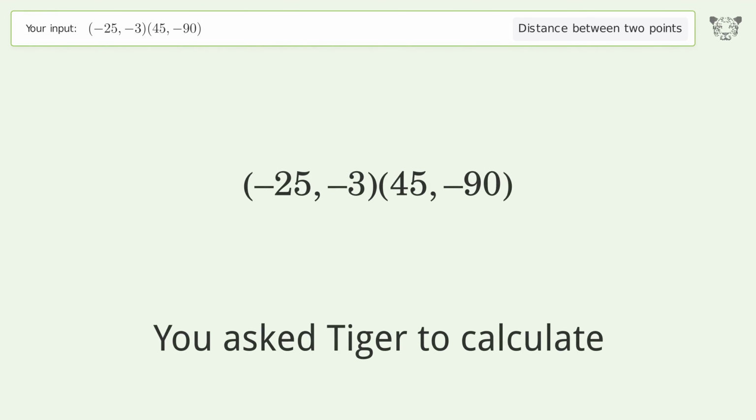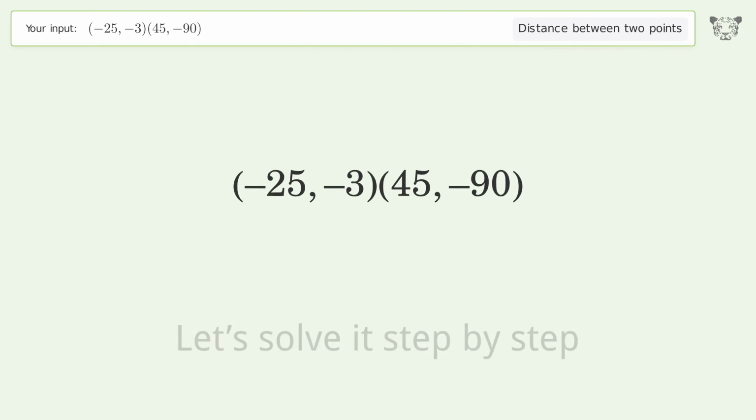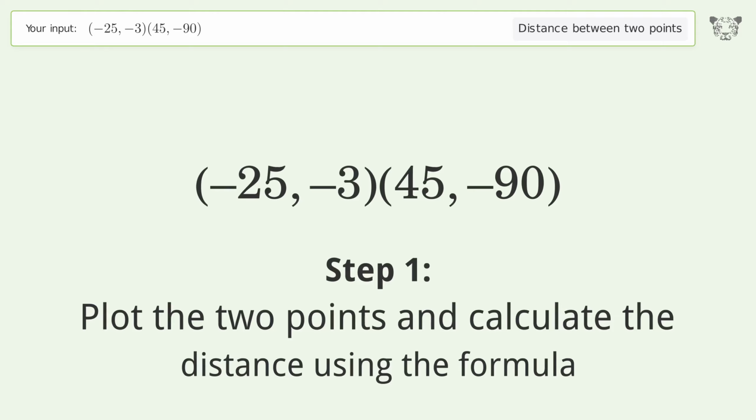You ask Tiger to calculate. This deals with the distance between 2 points. The distance between the 2 points is the square root of 12,469, or 111.665. Let's solve it step by step. Plot the 2 points and calculate the distance using the formula.